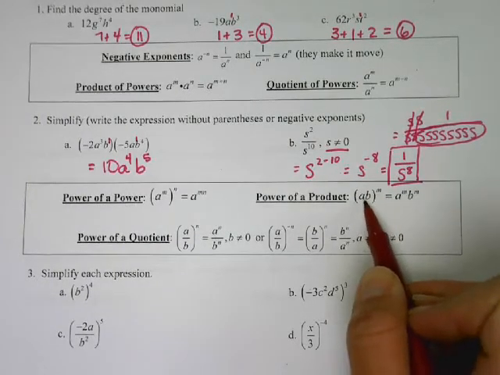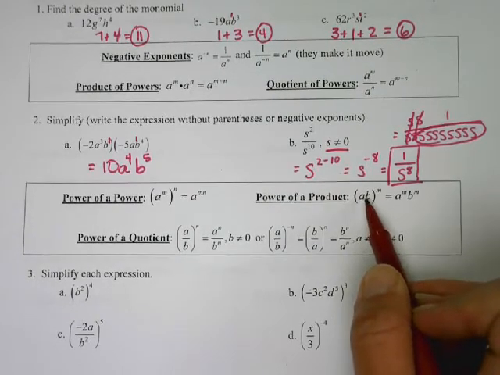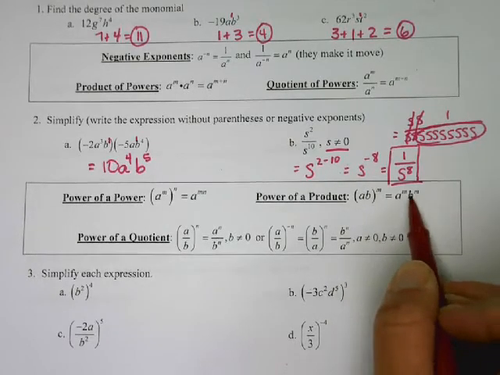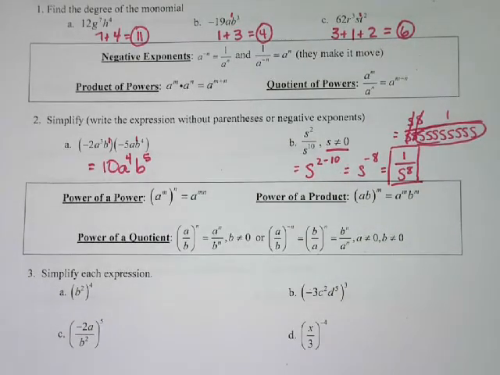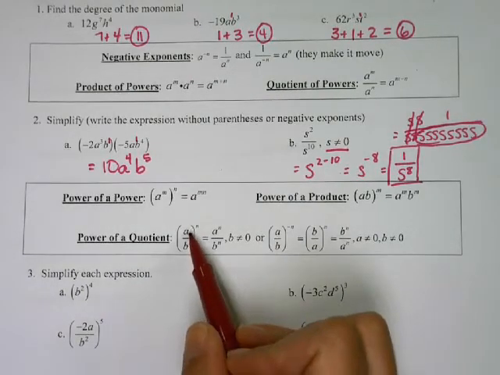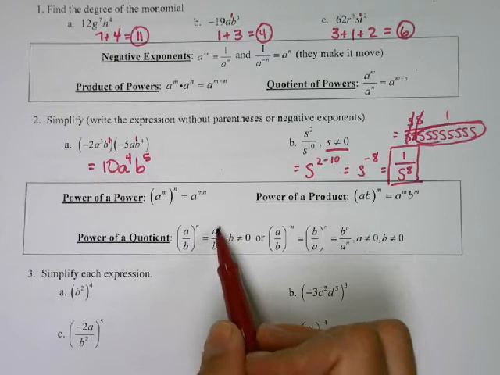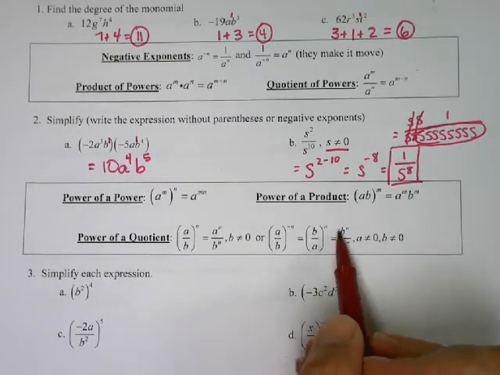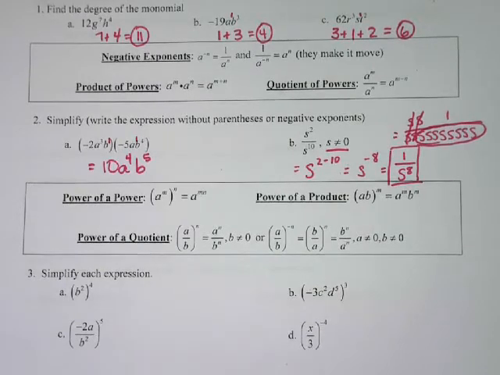Now, notice this is different, and if there was a plus between them, we would have to FOIL or something like that. There's no addition or subtraction. Therefore, everybody can get the exponent. Power of a quotient. Two things happen. A divided by b to the n, everybody gets it. Or if it's a negative exponent, it flips the fraction and then everybody gets it.